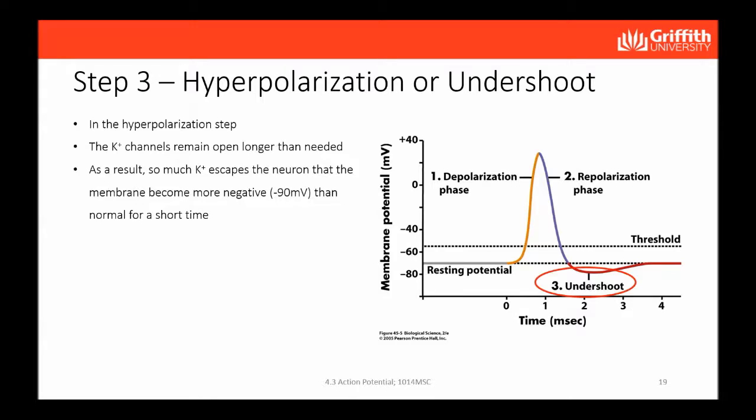The period of increased potassium permeability lasts longer than needed to restore the resting state. As a result, an excess of potassium escapes out of the cell before the channels can close, causing the membrane potential to become more negative than normal for a short period of time. This is called the hyperpolarization phase of an action potential.